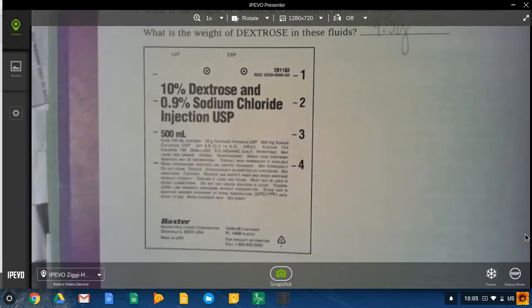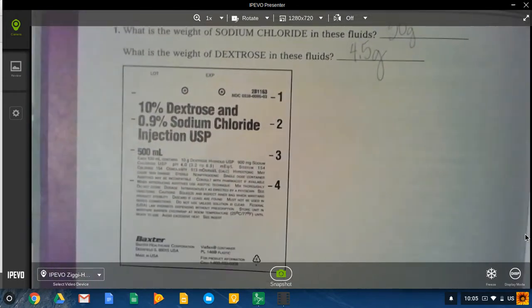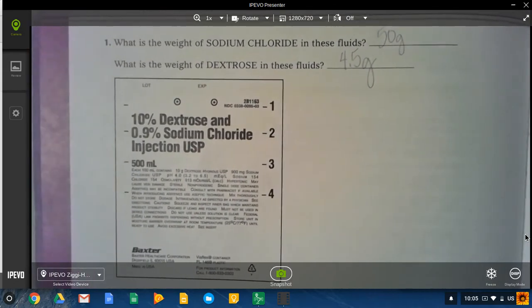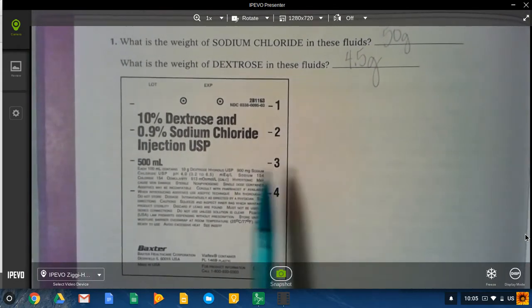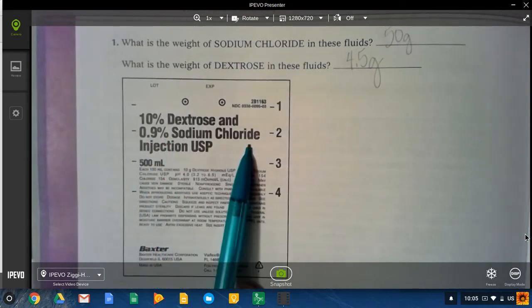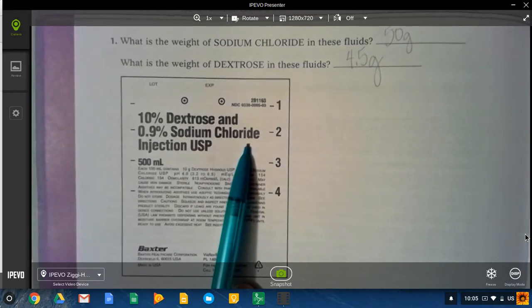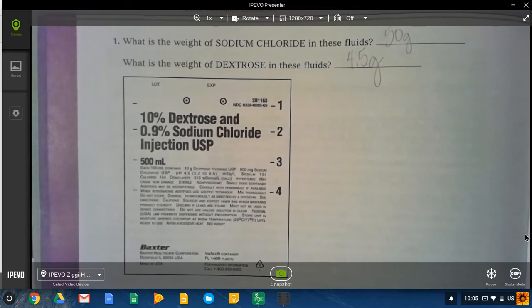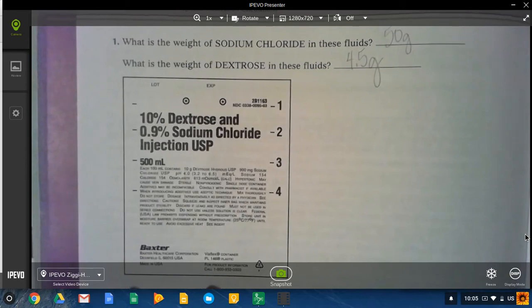So let's go to the first in practice problems A. This is on page 474. In practice problems A, it's asking for the weight of sodium chloride in this label. So your sodium chloride is 0.9% sodium chloride. How much sodium chloride is in these fluids?